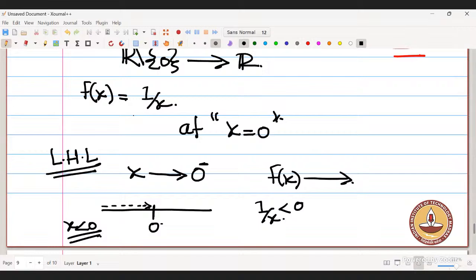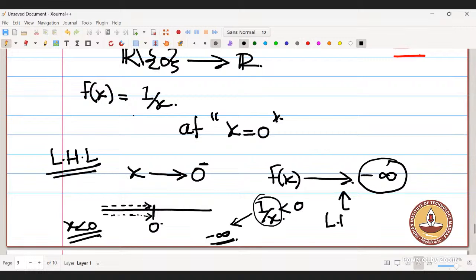And also this x is going towards 0, right? So as x goes to 0 from the negative side of 0, this 1 by x will go towards minus infinity. That means f of x will go towards minus infinity. Since this is going towards minus infinity, you are not getting any finite value, so your left hand limit doesn't exist. Okay, sir. Sir, can you repeat that part? 1 by x is less than 0?